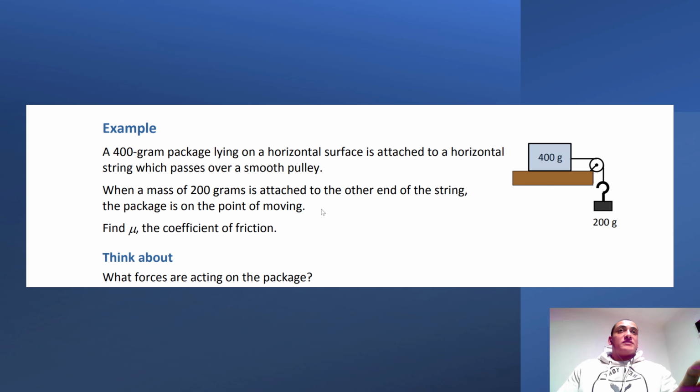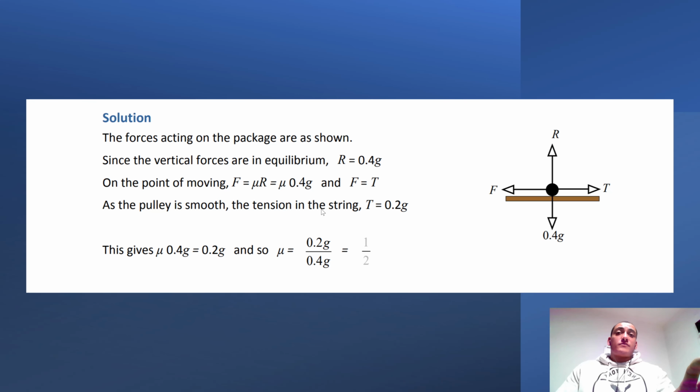So let's take this step by step as in the previous problem. First, we draw the free body diagram. The forces acting on the package are as shown here. Since the vertical forces are in equilibrium, we get R equals 0.4g, where 0.4 is the weight of the package in kilograms, and g is 9.81, the acceleration due to gravity, to find the total force in newtons of the package.